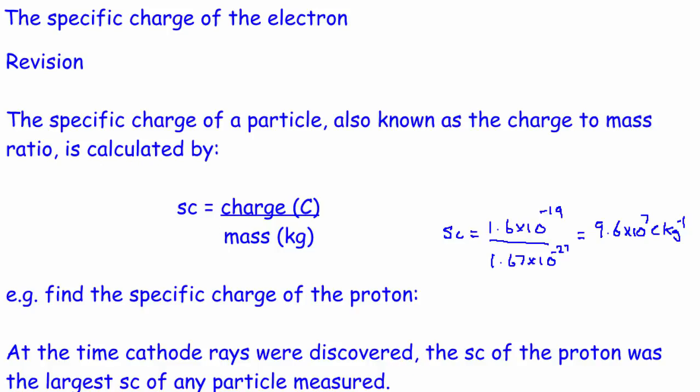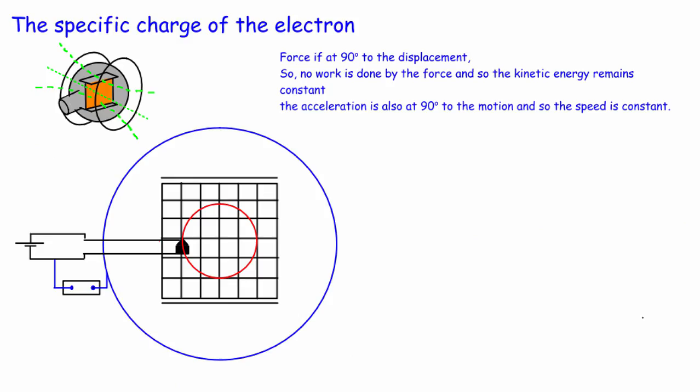So what we're going to start off by looking at is what happens when we try and measure the specific charge. Well, the first way we can do this is by using just magnetic fields. And what's really important is to know basically how these things were created. So what we've got is some thermionic emission.